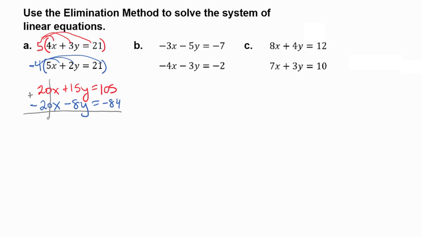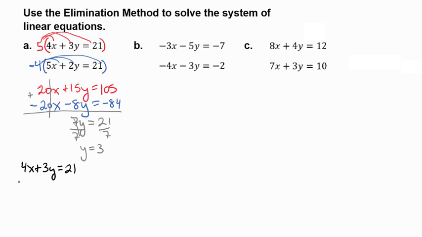My x's will cancel out as we had hoped, and I'm going to be left with a 7y equals 21. From here, I'll divide both sides by 7 to get y equals 3. Now I need to plug my 3 into either my top equation or my bottom equation. It doesn't matter which one I choose, as it will give me the right answer for my x value, no matter which one I choose. I'm going to go ahead and choose my top equation. So I'll be taking the 4x plus 3y equals 21.